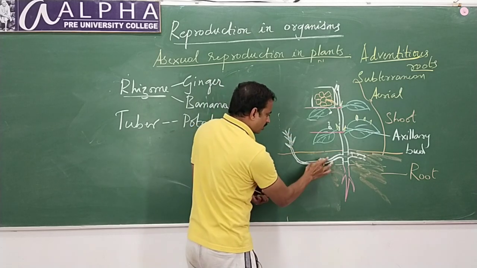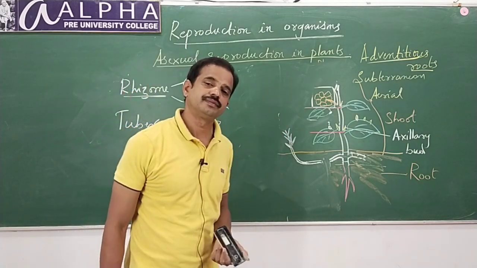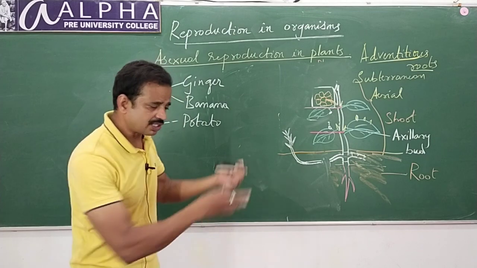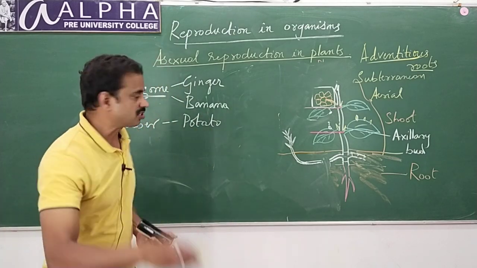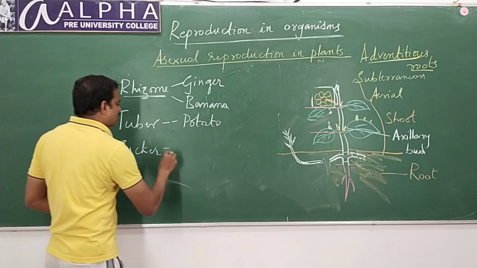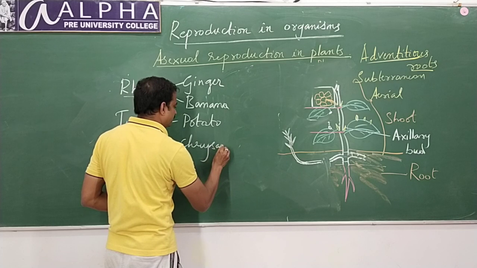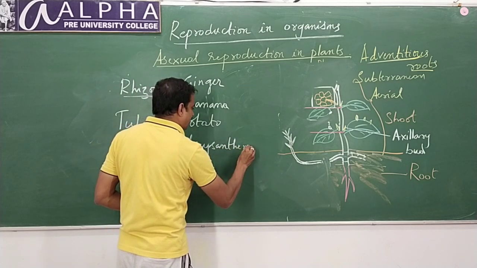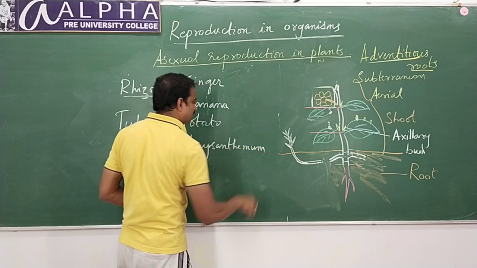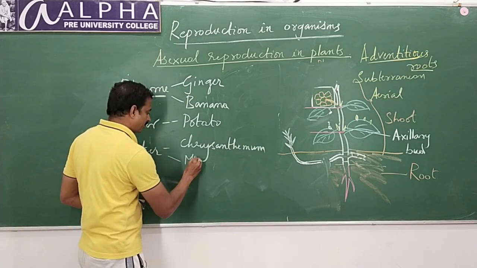And eventually it may cut off from its parental plant and make an independent plant. It is asexual reproduction. This structure, we call a sucker. Example is chrysanthemum, or sometimes even mint and chrysanthemum.